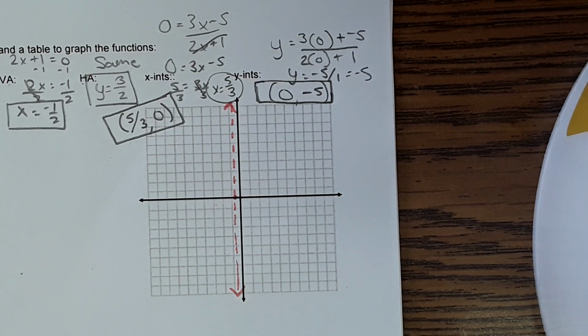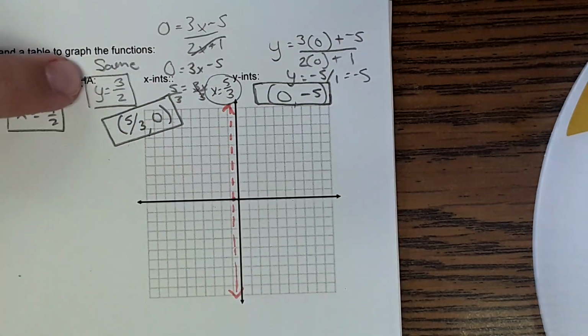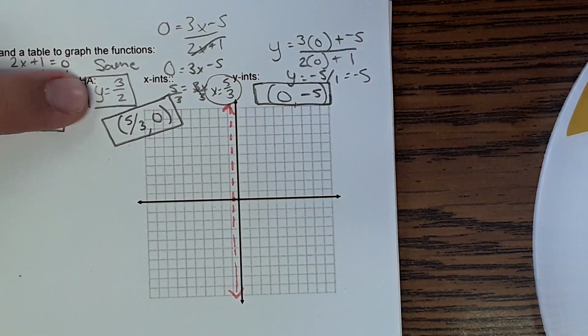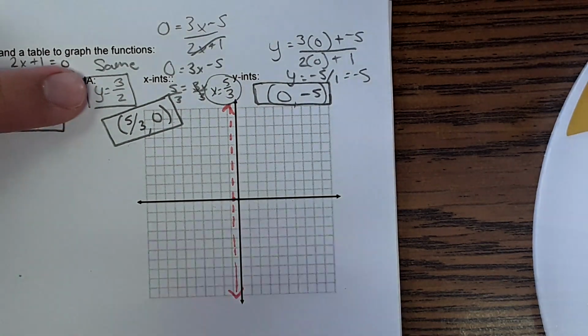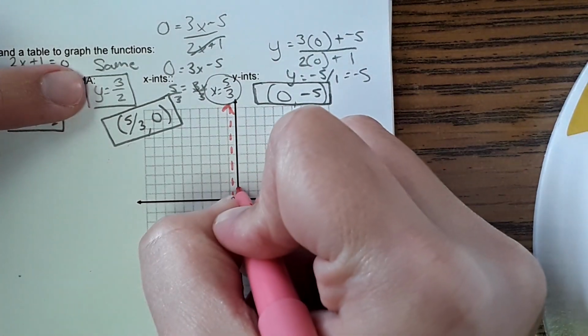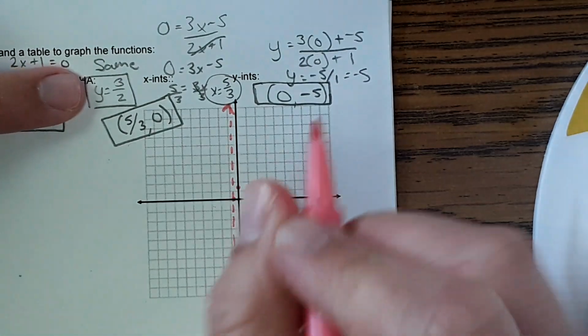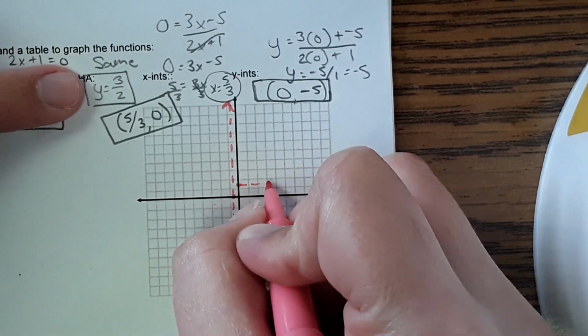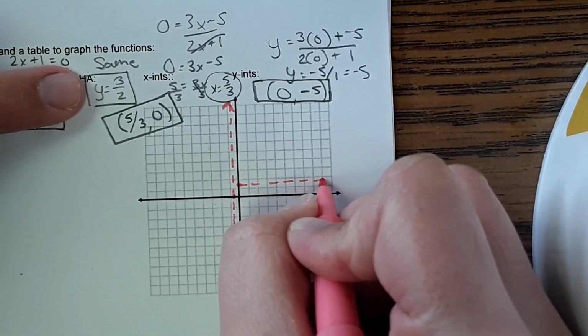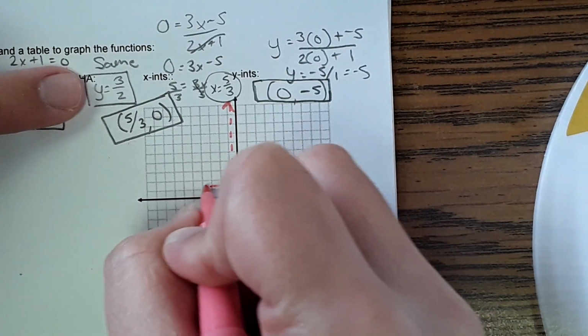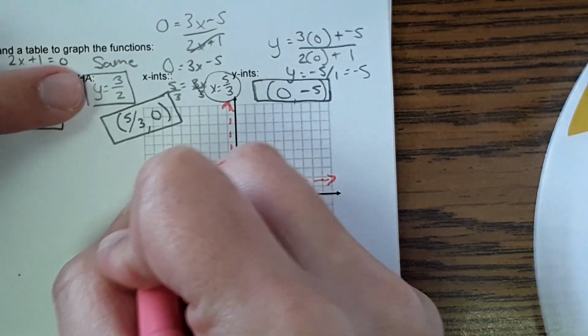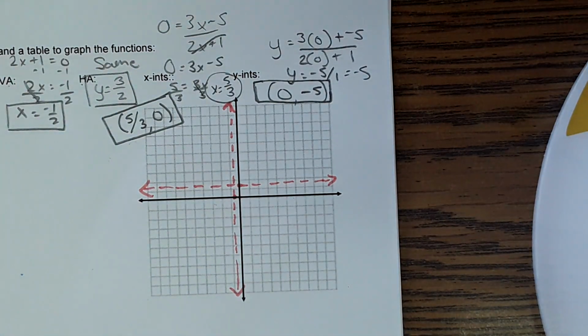And then for horizontal asymptote, it's at y equals 3/2. So 3/2 would be 1.5. So y equals 1.5 would be right here. And horizontal line. So that's just a guideline.